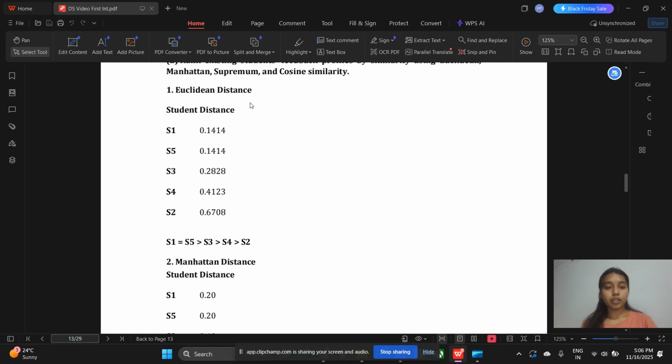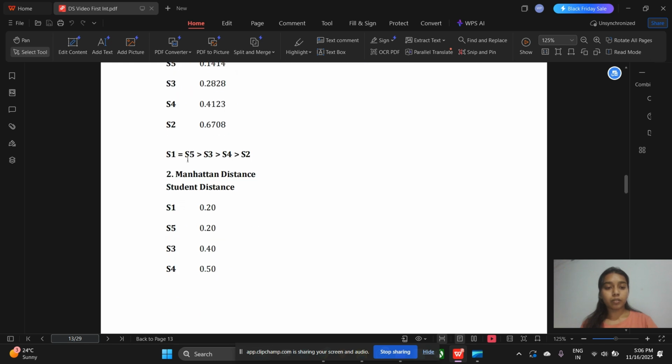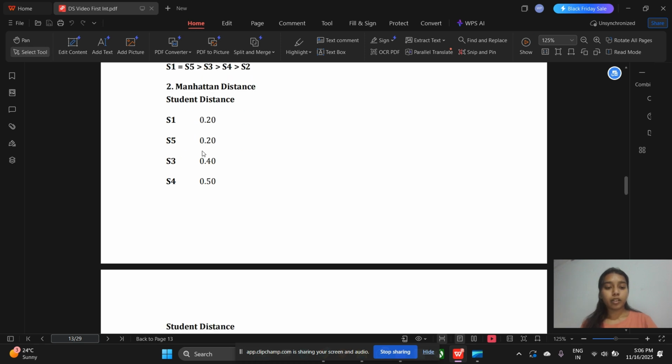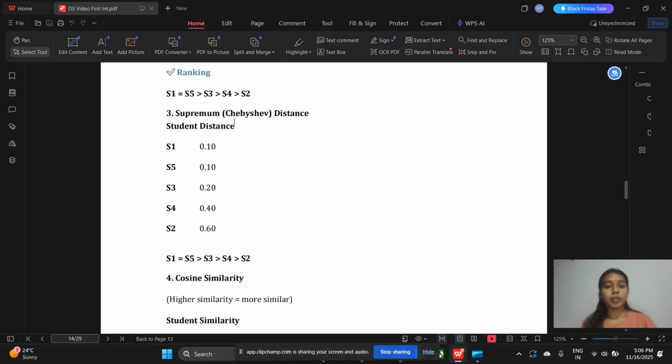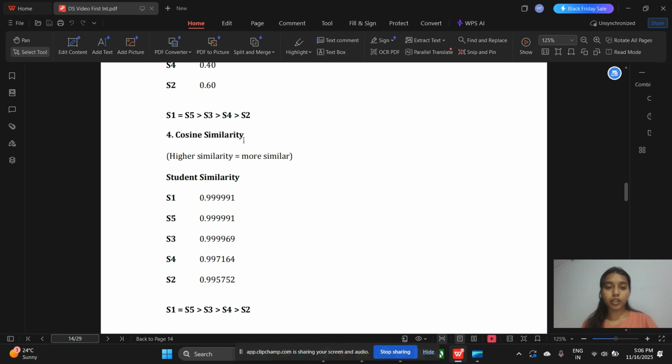First is Euclidean distance. The table is given here. This is the ranking, that is s1 equals s5 greater than s3 greater than s4 greater than s2. Second is Manhattan distance, the values are given here. The ranking is s1 equals s5 greater than s3 greater than s4 greater than s2. Third is supremum distance. These are the values, and the ranking is s1 equals s5 greater than s3 greater than s4 greater than s2.